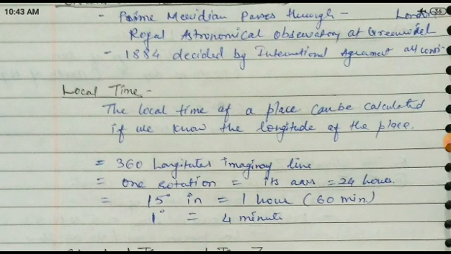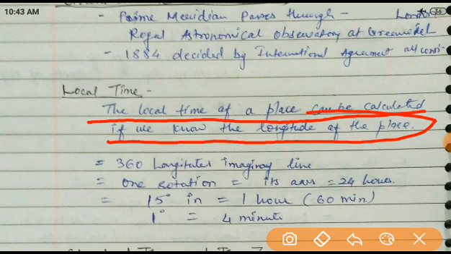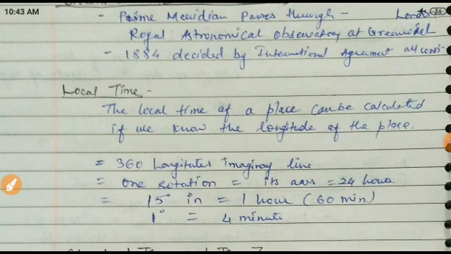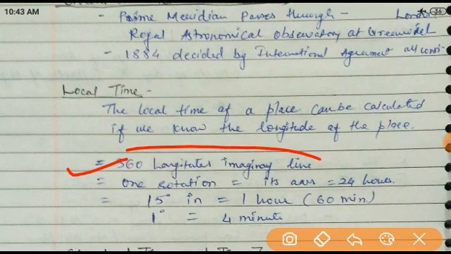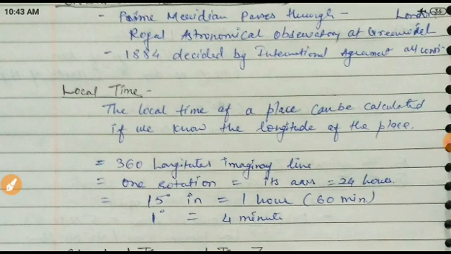Now see, the local time of a place can be calculated if we know the longitude of the place. Yes, definitely, if we know the longitudes, then we can find out the particular local time. That's why there are a total of 360 imaginary longitude lines, as I told you in the diagram last time. 1, 2, 3, 180 here, 180 here, total 360. Last time I explained this also. And one rotation is equal to 24 hours.